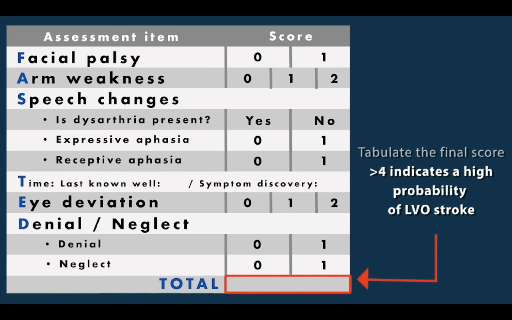Once the assessment steps of FAST-ED are complete, tabulate the final score. A FAST-ED score of 4 or greater indicates a high probability of LVO stroke. Again, the use of a FAST-ED scoring checklist like the one on your screen now may be helpful to conduct the assessment as well as tabulate the total FAST-ED score.